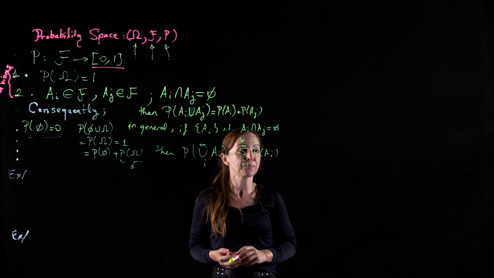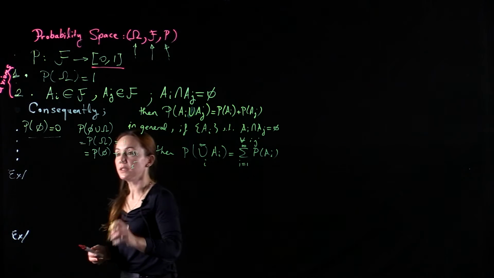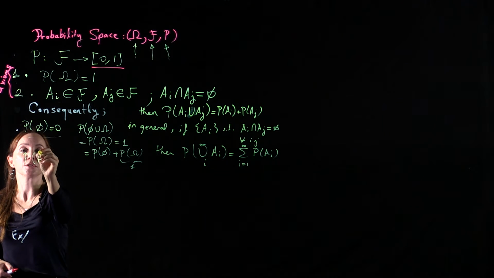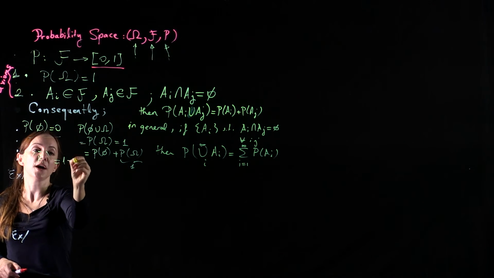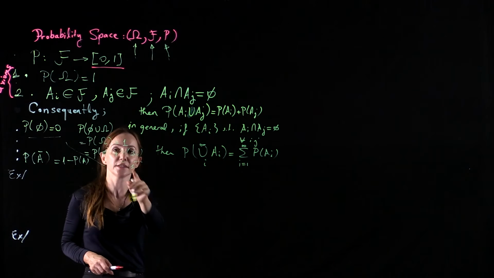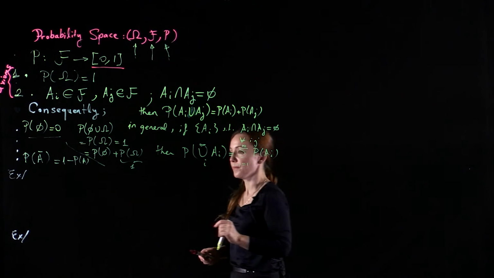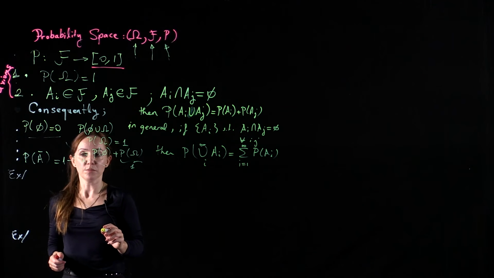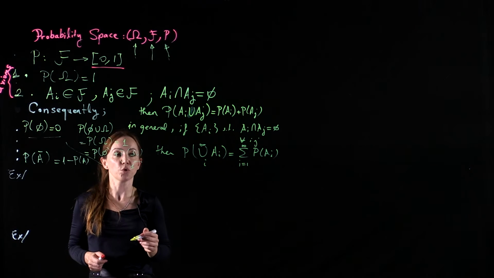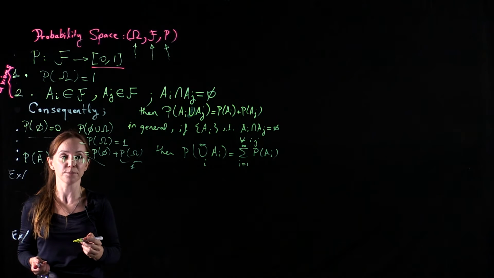What else? Now, similarly, it follows that the probability of the complement of a set is 1 minus the probability of the set itself, right? And it follows in exactly the same way that we showed the first one. Okay, so now before we explore further properties, let's give an example of a probability space.